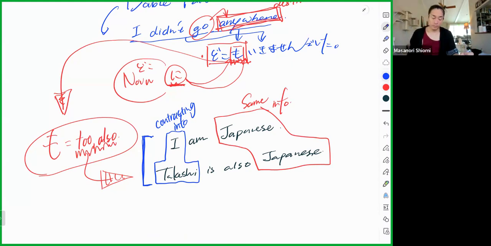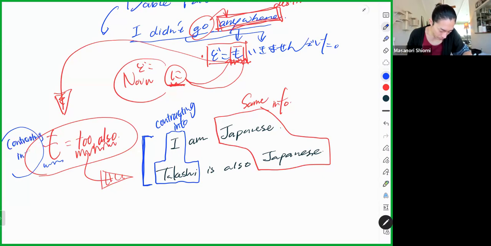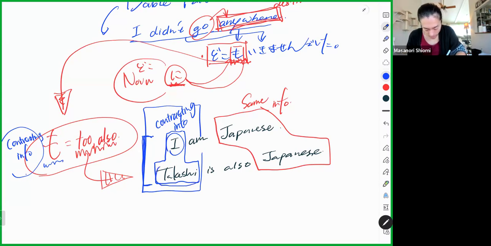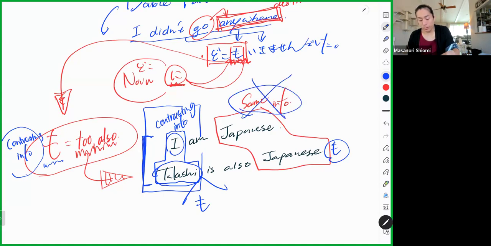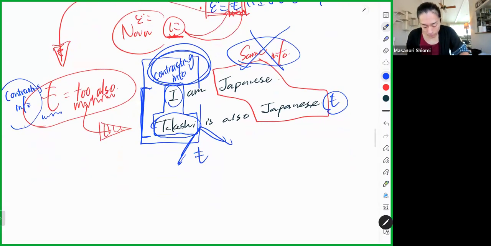The important thing to know for the particle mo is we use mo after the contrasting info. Meaning, in this case, here is the contrasting info. It's not I. Takashi or Takeshi in this case. So here is where we put mo, instead of the common mistake people make, putting it after the same info, but no. Always remember that after the contrasting info is where we put mo.